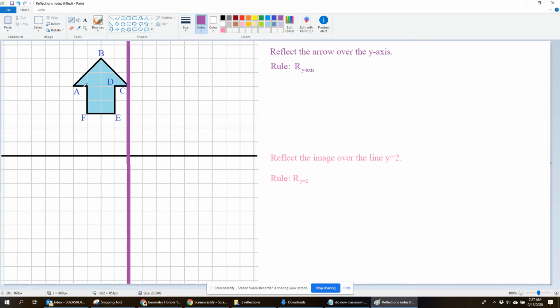Now I want to plot my points. So I'm going to start with point A over here. I have to count. I am 1, 2, 3, 4 blocks away from my line of reflection. You always count perpendicular towards your line of reflection, and then you count the same distance past. So if I was 4 blocks away, I need to be 4 blocks away on the other side. 1, 2, 3, 4. So this is where I want point A prime to go.